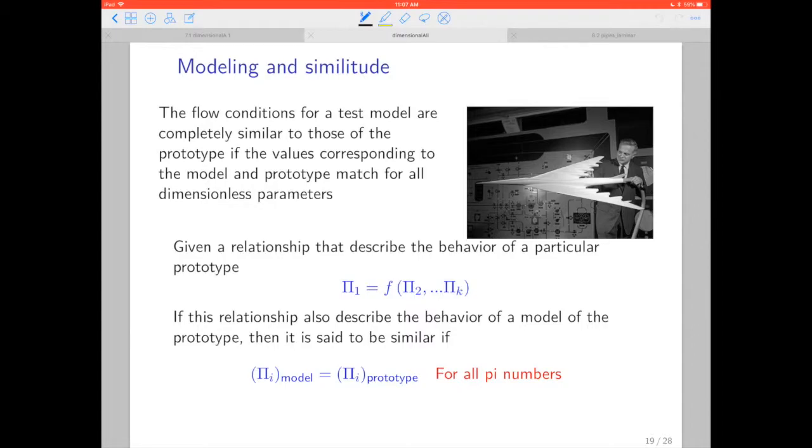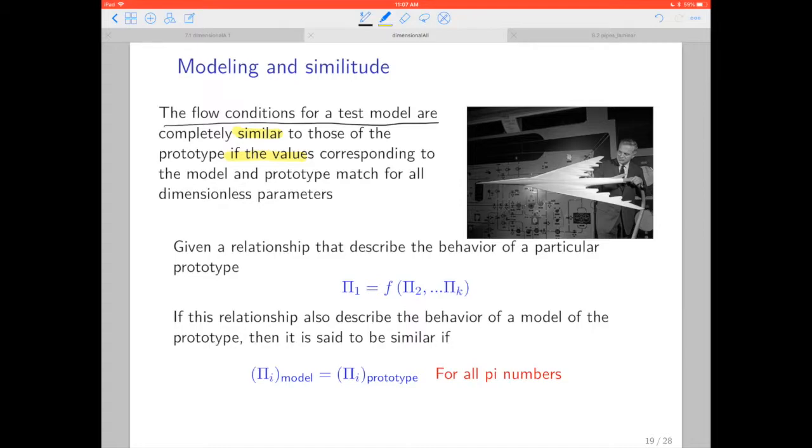So our main statement in this case will be that the flow conditions for a test model are completely similar, and the keyword here is similar, to those of the prototype, to the real thing, if the values of the corresponding model and prototype match for all dimensionless parameters. That means that all the dimensionless numbers match in the model and the prototype.